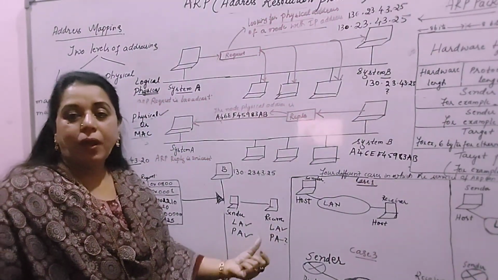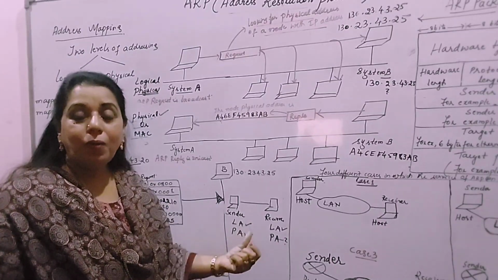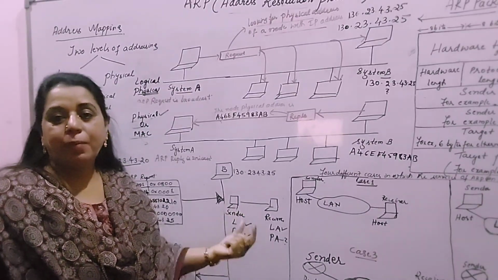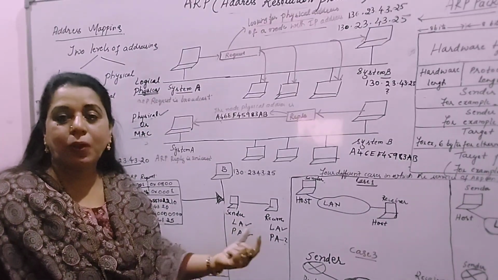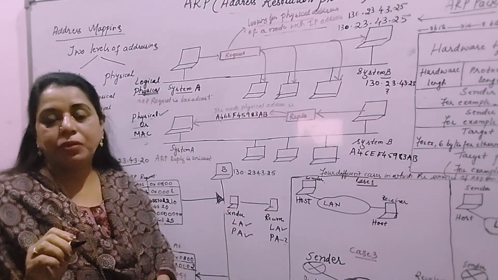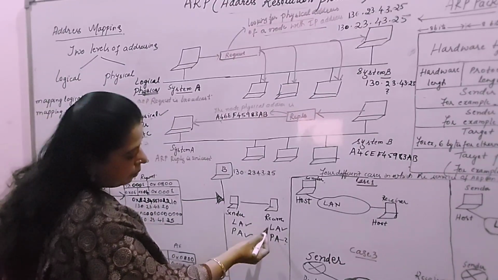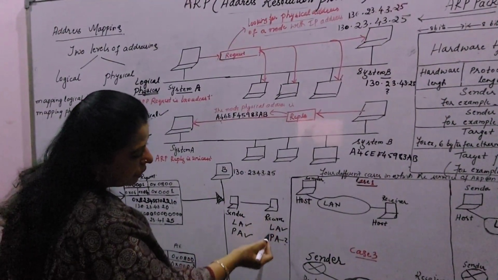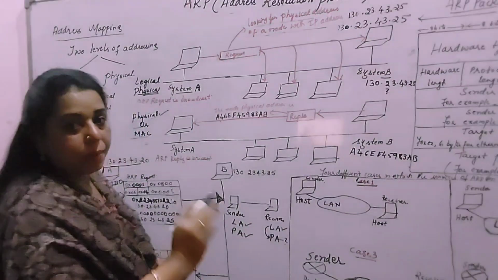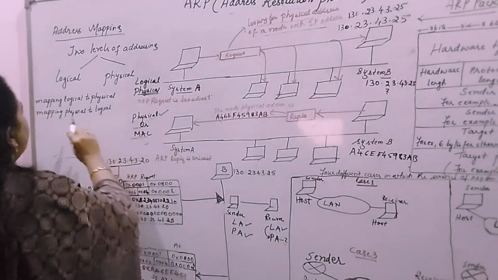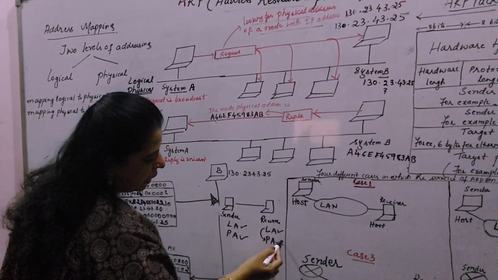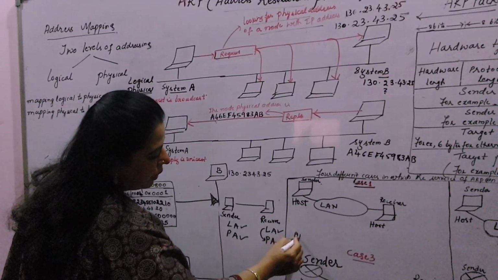Without the physical address of the receiver, communication is not possible. For this reason, the protocol that helps in resolving the address is called ARP, Address Resolution Protocol. It resolves the address problem. It has to give the physical address of the receiver to the sender, so it maps the logical address to the physical address. This is what I have written here: mapping logical to physical. The logical address of the receiver is known to the sender, the physical address is not known. So ARP is the one.